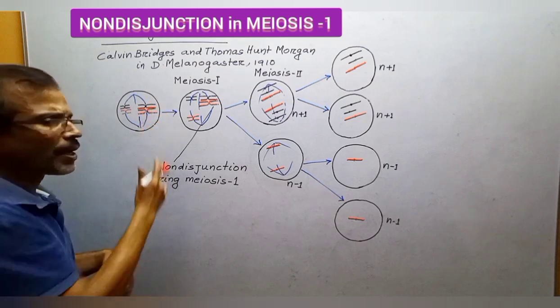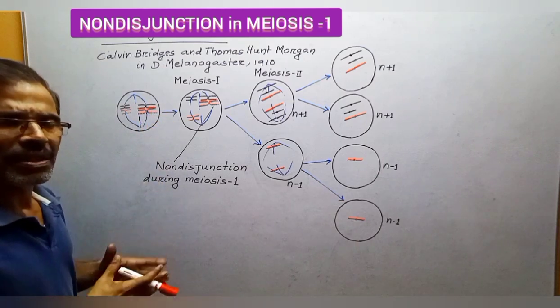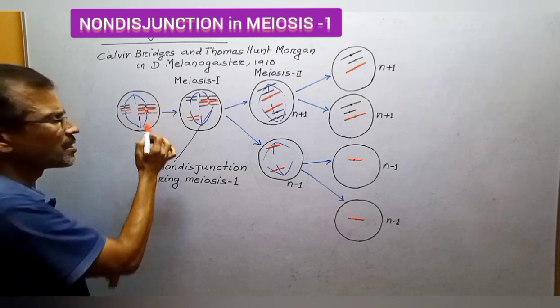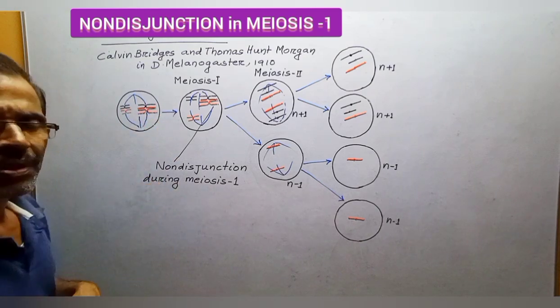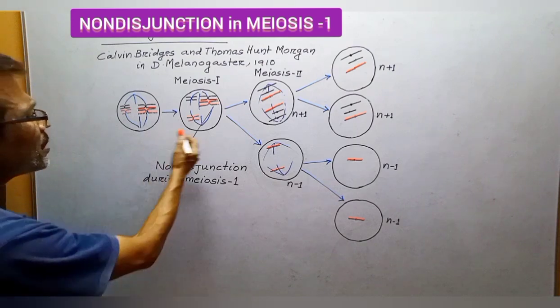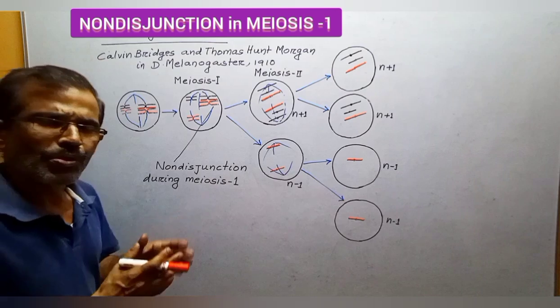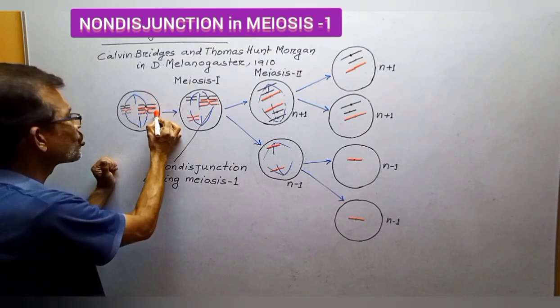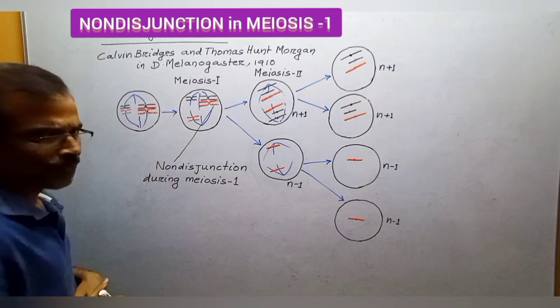Because of this pairing, exchange of genetic material takes place between the non-sister chromatids of homologous chromosomes. This is known as crossing over. So in this figure, it is due to non-disjunction both the homologous chromosomes move to one pole.